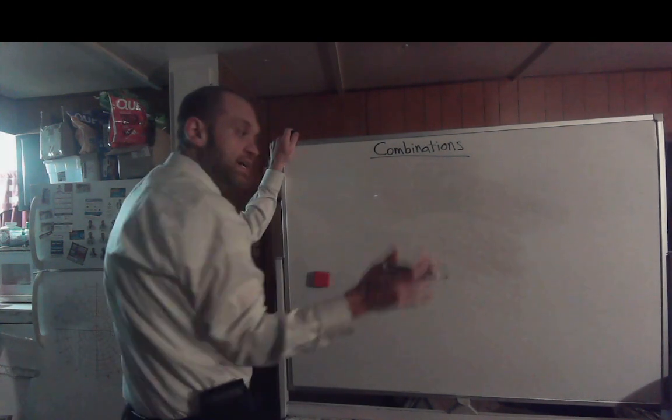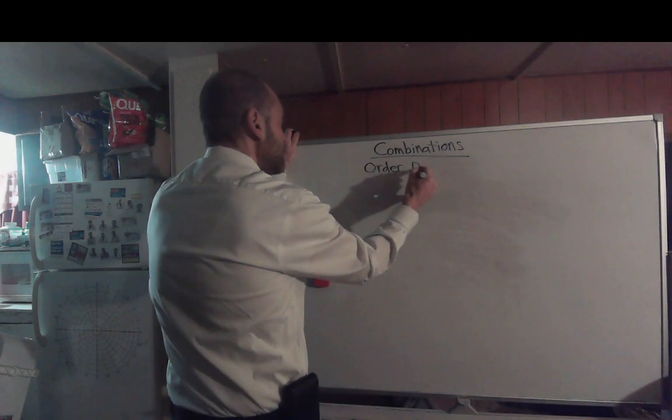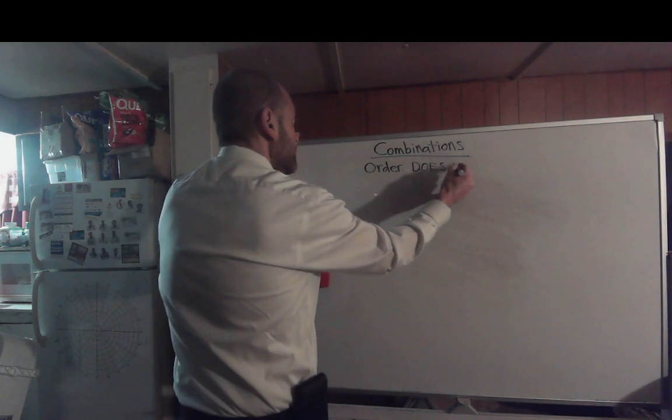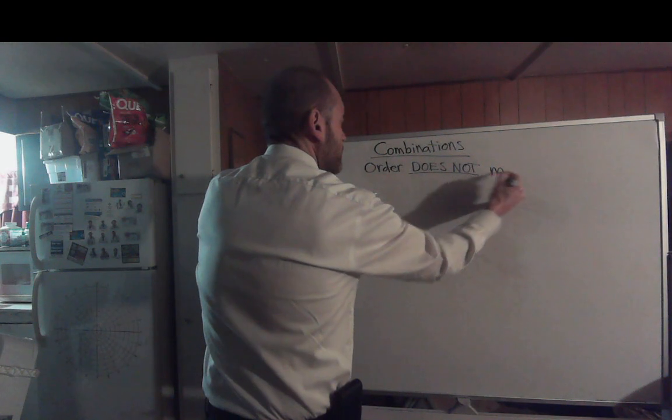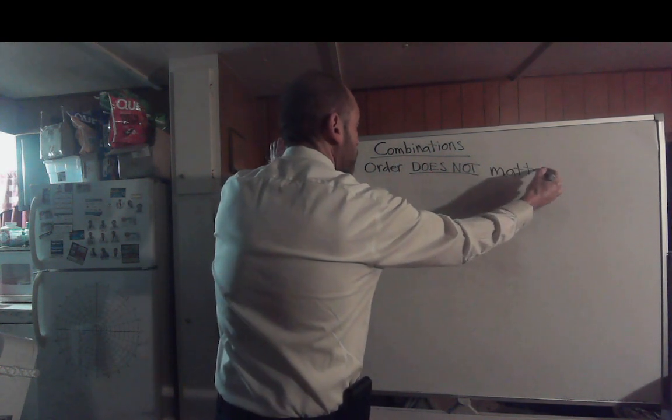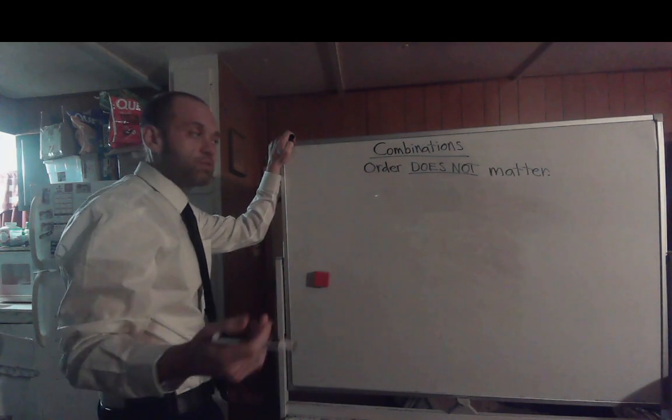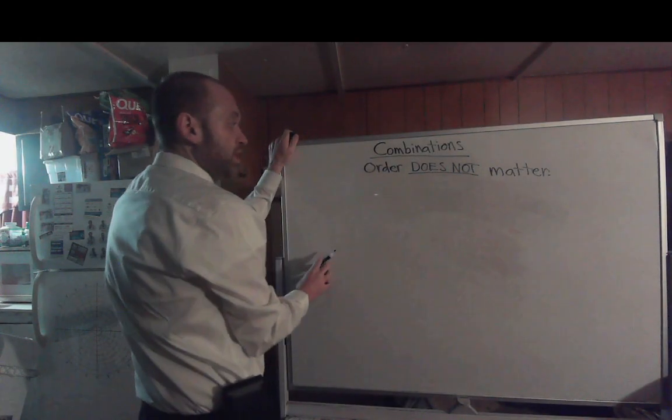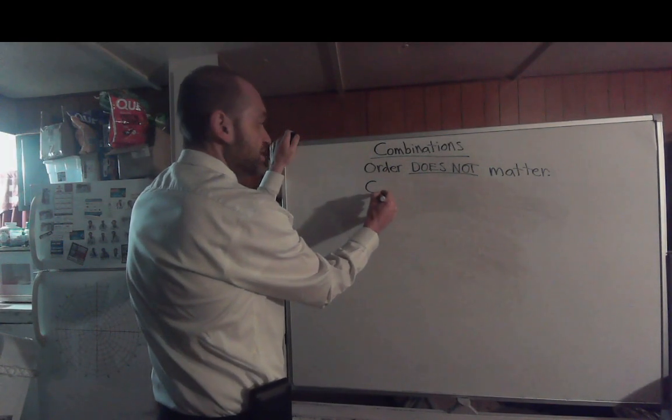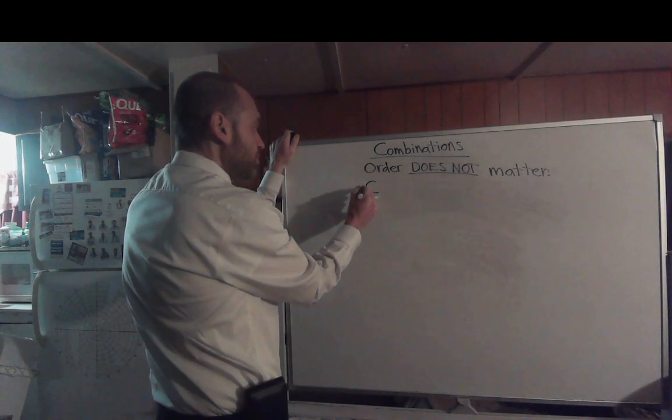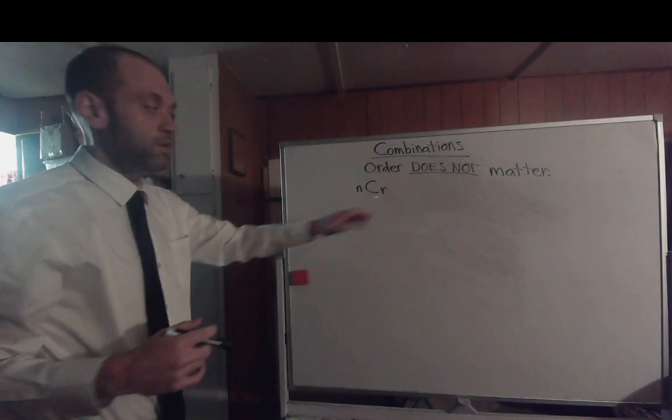And as I stated earlier, the order does not matter. When you're dealing with combinations, the order of the items does not matter, whether it's numbers or anything else. So you're going to have a very similar formula to permutations, but instead of a P, it's a C, which means combination, for the combination of n things r at a time, so that nCr.